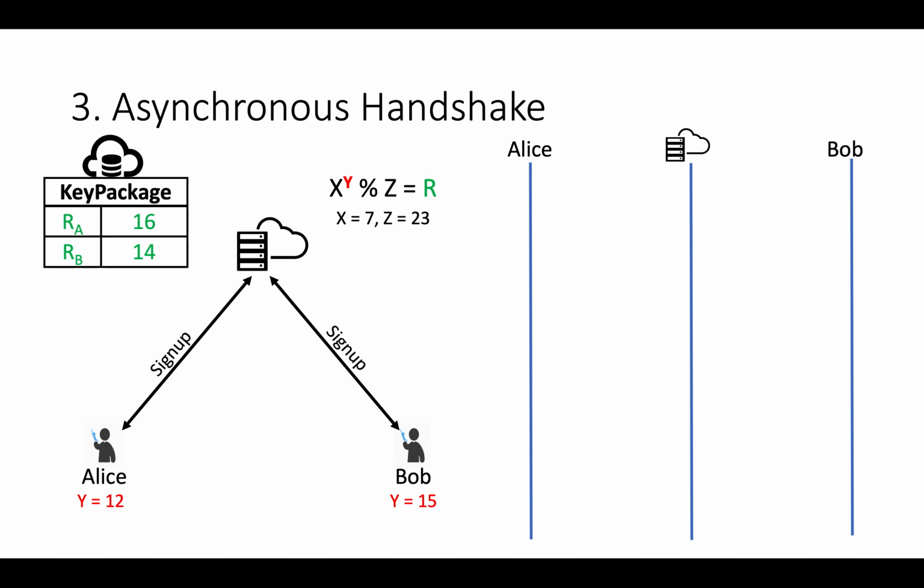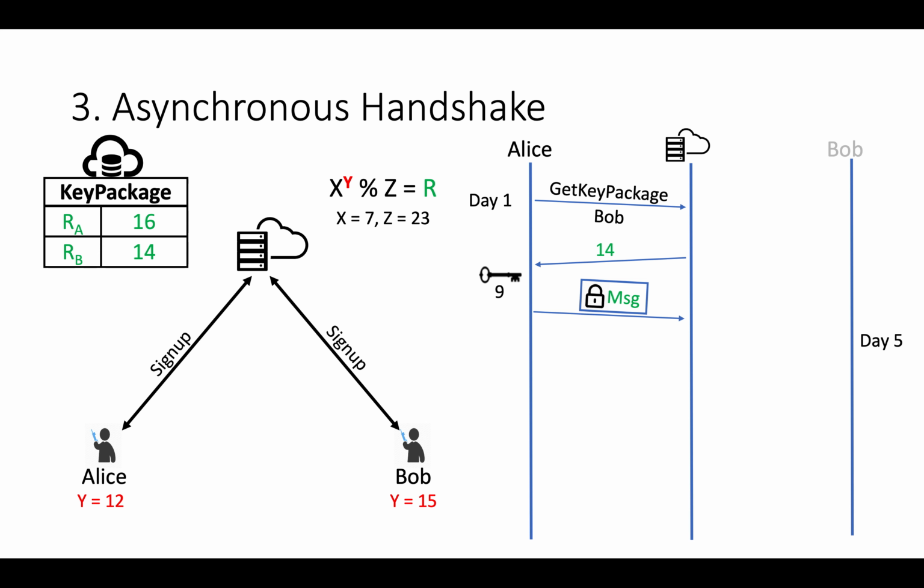Let's see how handshaking happened. Day 1. Bob is offline. Alice asks for Bob's key package from the server. The server returns the key package of Bob. Using Bob's public info and her own secret, Alice derives a key. Using this key, she encrypts a message and sends it to the server.